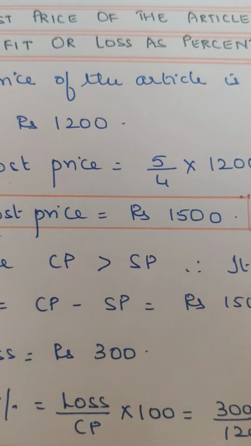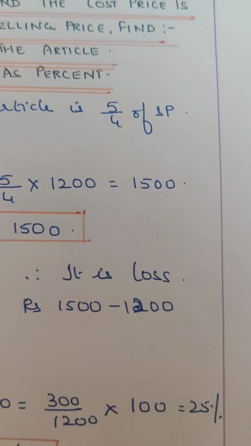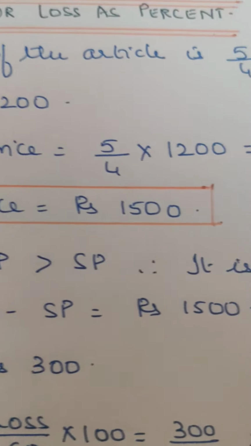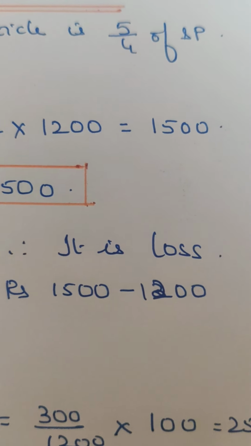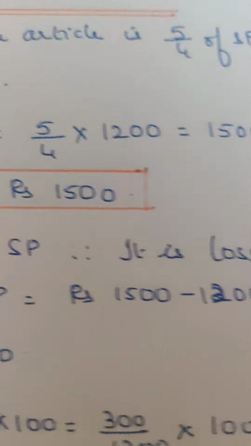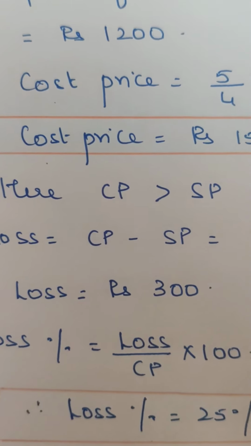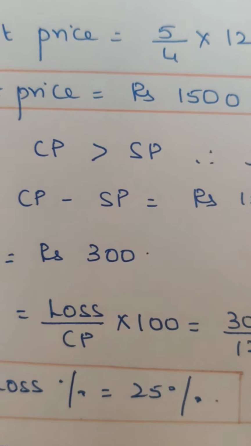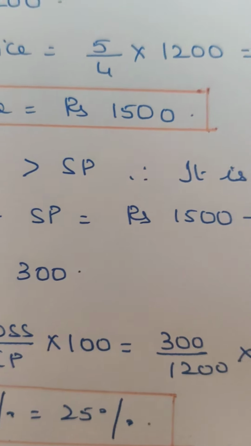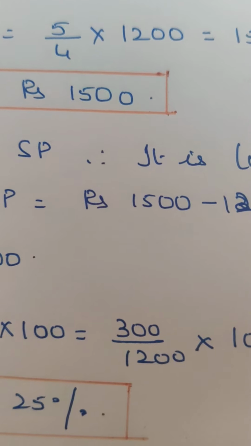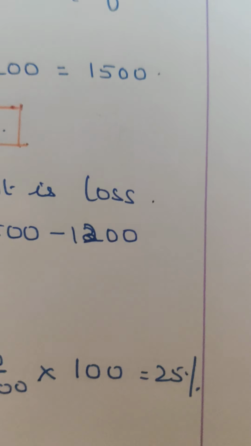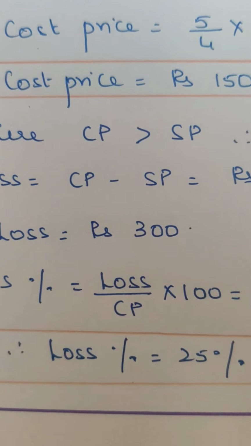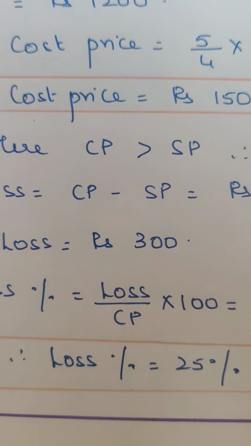Here, cost price is greater than selling price. Therefore, it is loss. Here, loss is equal to cost price minus selling price, that is equal to rupees 1500 minus 1200. Therefore, loss is equal to rupees 300. Loss percent is equal to loss by cost price into 100 is equal to 300 by 1200 into 100, that is equal to 25%. Therefore, loss percent is equal to 25%.